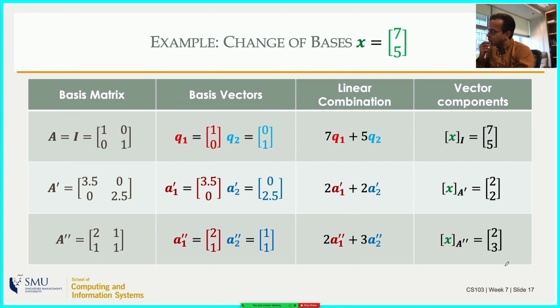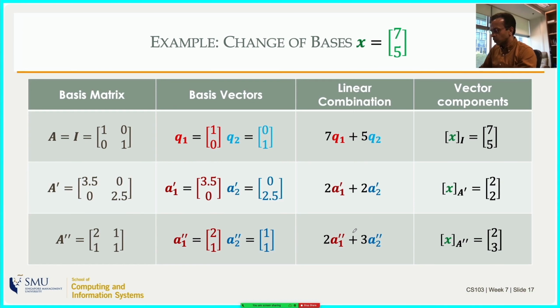Now how do I get this? One thing you might want to notice is that when going from Q1 to A1 prime, the size of the vector increased. I'm scaling it up, and the size of the component actually decreased. So you can kind of see that there is some kind of reciprocal or inverse coming in somewhere.